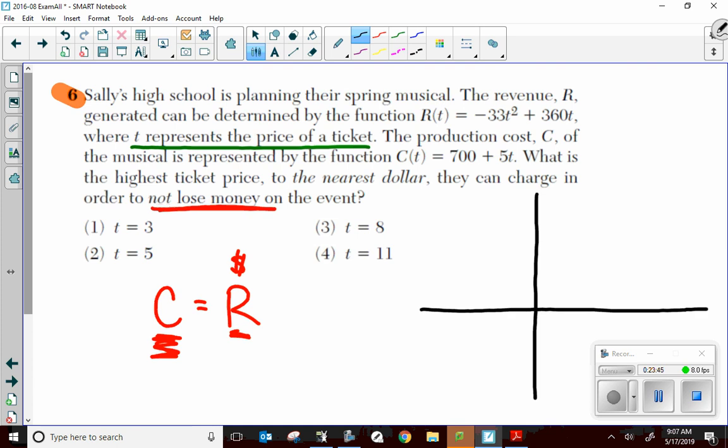Now, I know for a fact that t squared tells me it's a parabola, and the fact that it's negative means it's going to open downward. So this graph might look like this, R. Okay, this is R of t.